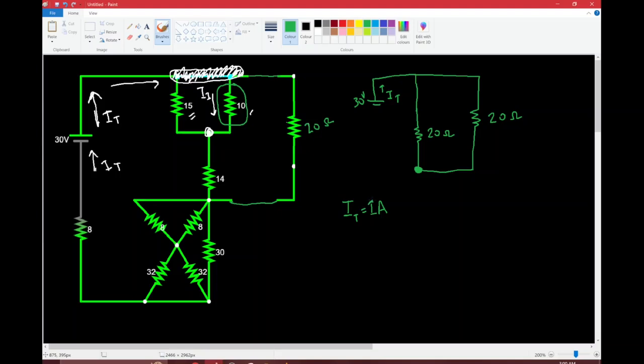Not exactly 1 amp, but just for the sake of the example, we're going to keep it at 1 amp to make our calculations easier. And to figure out how much current is going to go down a single path, so let's say we want to find out how much current is going down this path, we use this formula. So the current down a parallel path like this is going to be split off like this.